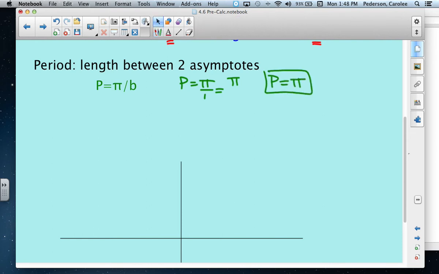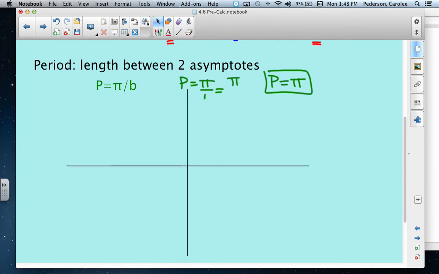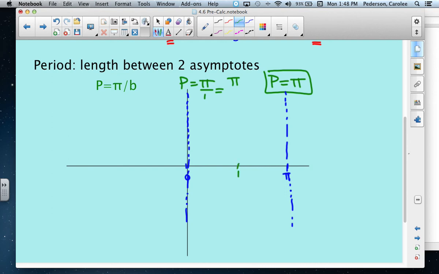Now let's go ahead and graph 1 revolution. So I'm going to start at 0 radians and stop at pi radians. And then I'm going to create those asymptotes, because we already learned that that's where they are undefined. Now I'm going to go halfway of pi over 2. And then halfway again, pi over 4 and 3 pi over 4. So I've split into 4 equal parts.